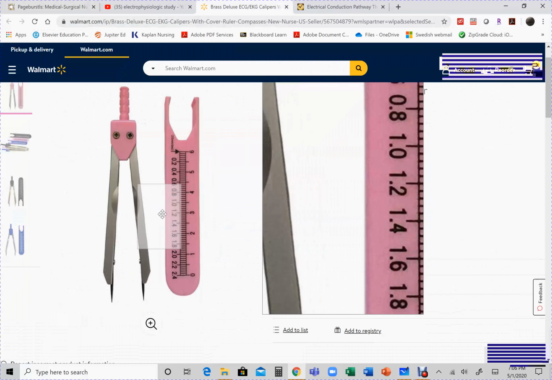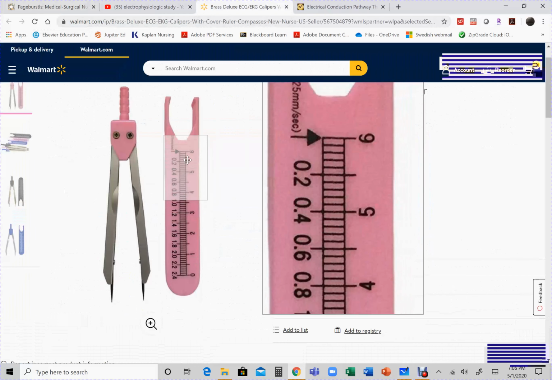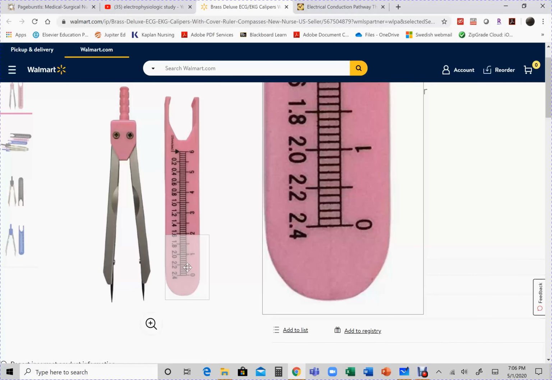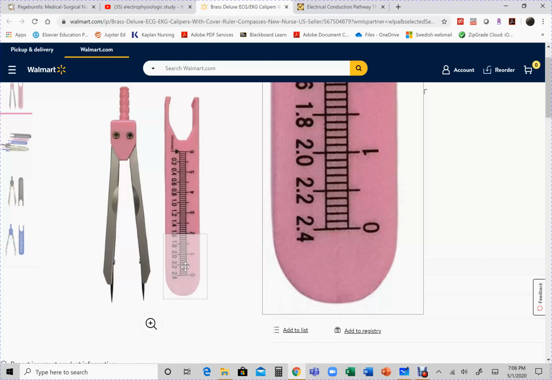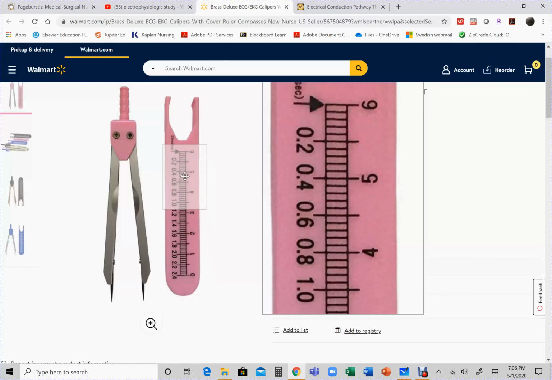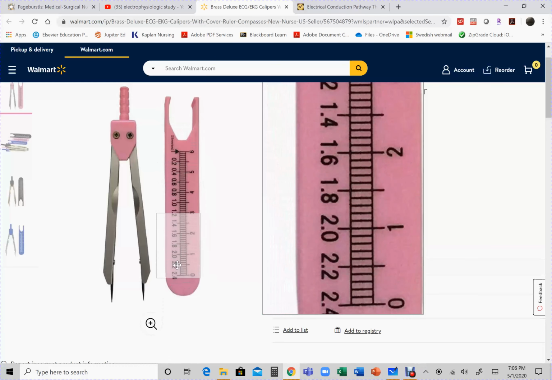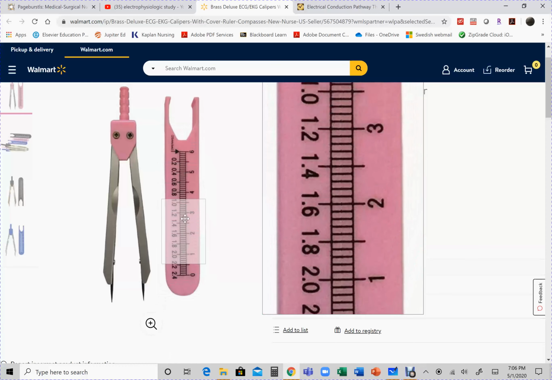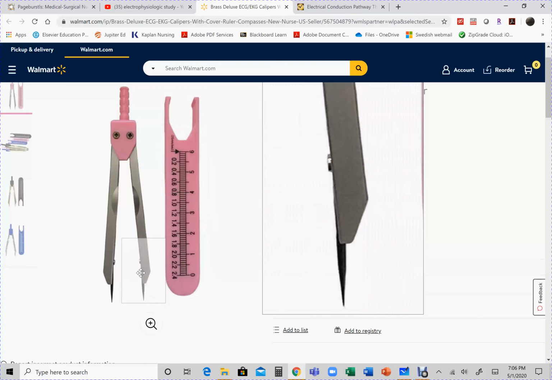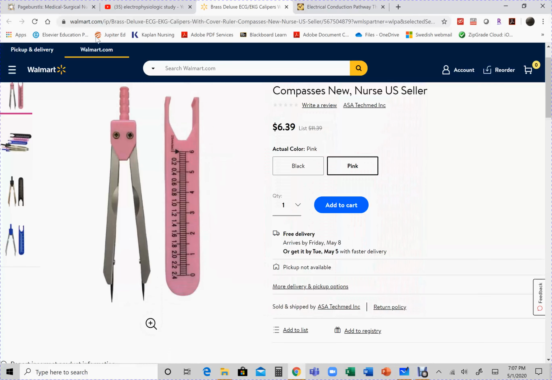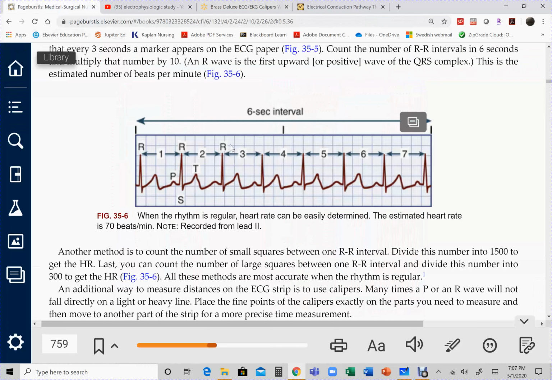So this is what new nurses use. I say new because experienced nurses probably all used this, but they lose them. Okay, they walk out, somebody finds them, you leave them on your table, they walk. They disappear. I don't know what happens to them. So this is the ideal way to measure it. However, we don't have one, so let's use a piece of paper.